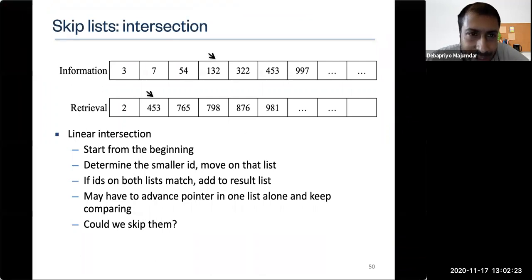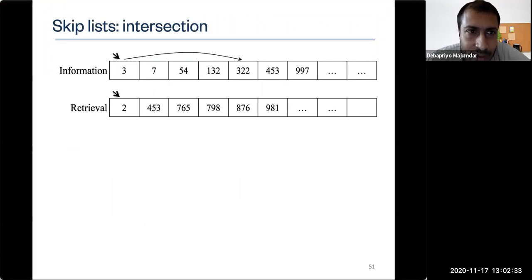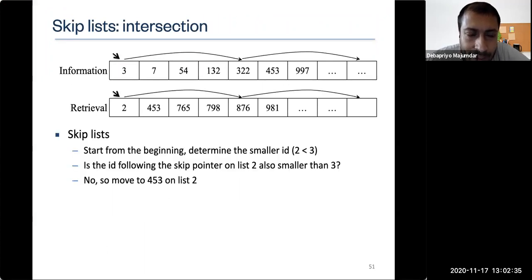So the idea is, instead of comparing, is 7 smaller than 453? Is 54 smaller than 453? Can we actually jump? The idea is the following. You keep skip pointers at some intervals. So how do you use that?